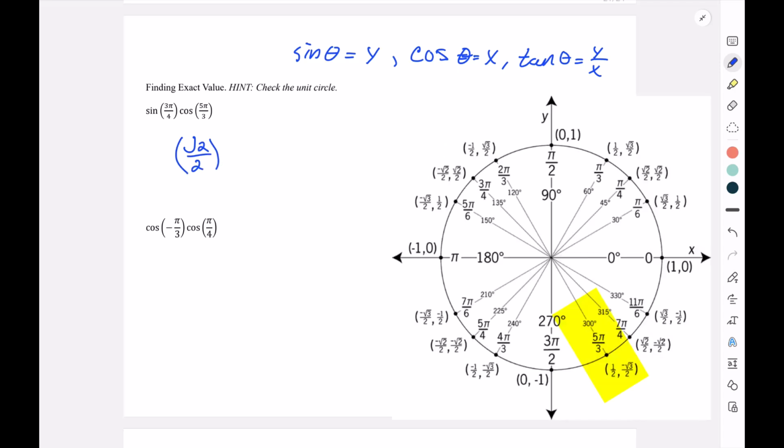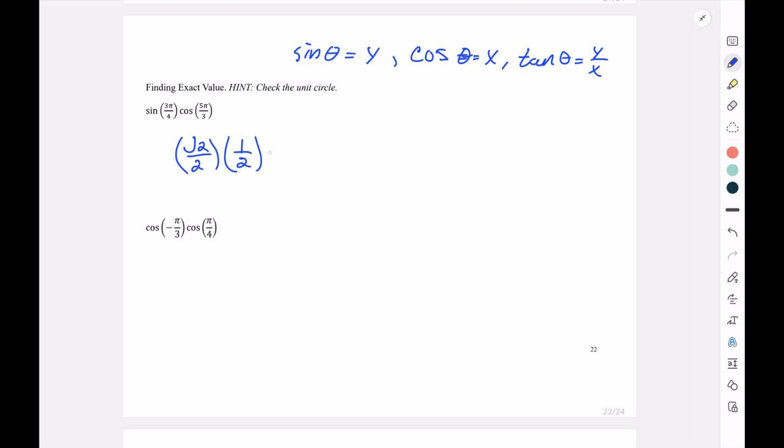And for cosine of 5 pi over 3, if we look at our unit circle, we can see that 5 pi over 3 is 300 degrees, and since we want the x value, we will get 1/2. If we multiply straight across, we will get square root 2 over 4 as our answer.